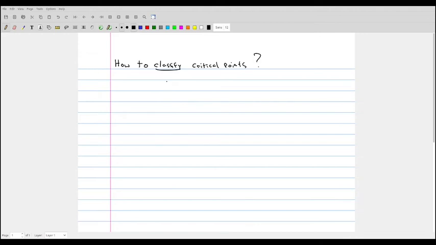This question essentially means, in the last lecture we went over how to solve for critical points, and this question will hopefully be answering for us how to determine, once we solve for the critical points, if it's a local max, a local min, or a saddle point.